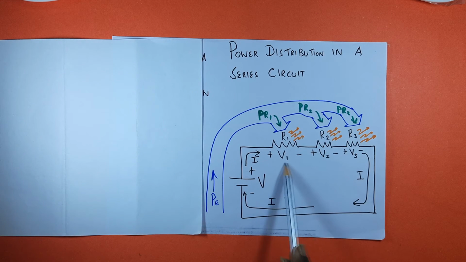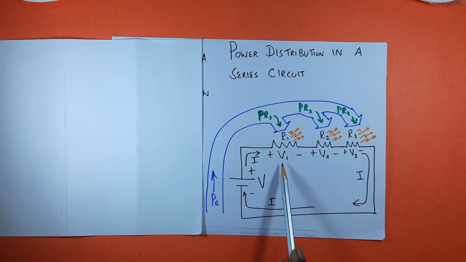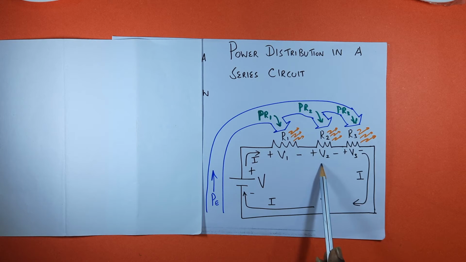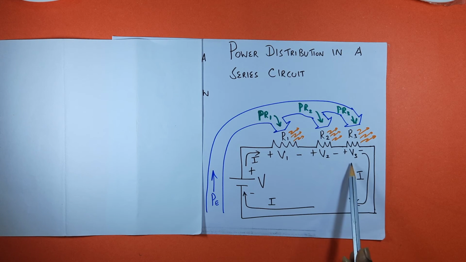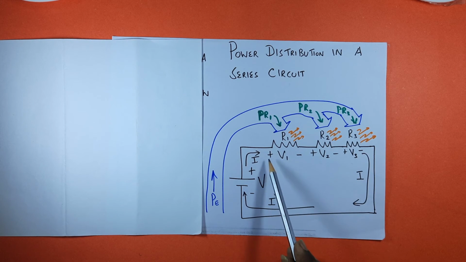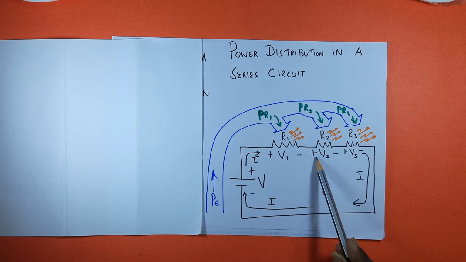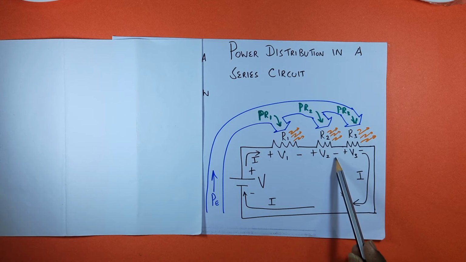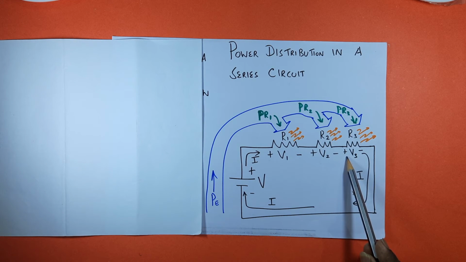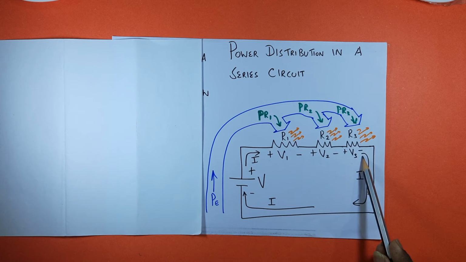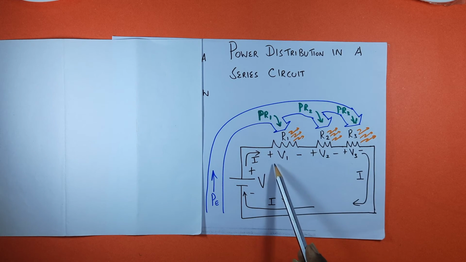When it flows through R1, it produces a voltage drop V1, then a voltage drop V2 across R2, and a voltage drop V3 across R3. The current entry point is positive and the exit point is negative. Here the current entry point is positive, exit point is negative. Here also, entry point is positive, exit point is negative, right? So you should know how to mark the correct polarity for the voltage drops.